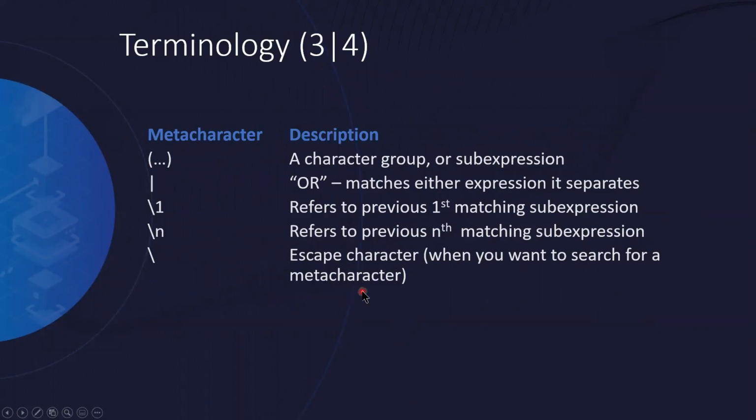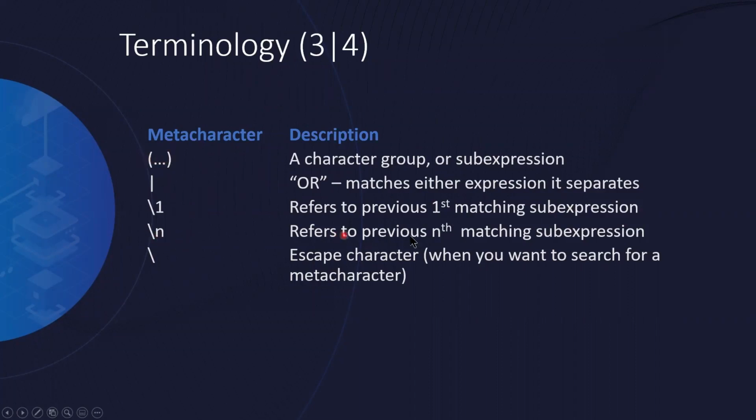One more page of terminology. So I've expressed what a character group looks like, which is parentheses. Vertical bar means an or, so it matches either expression that it separates. A backslash 1 refers to the previous first matching sub-expression, or whatever was in these parentheses.